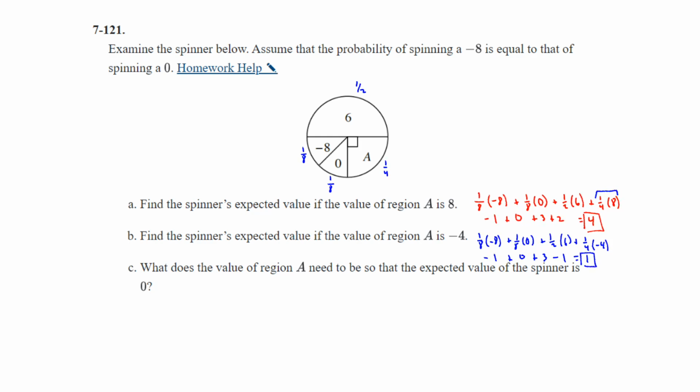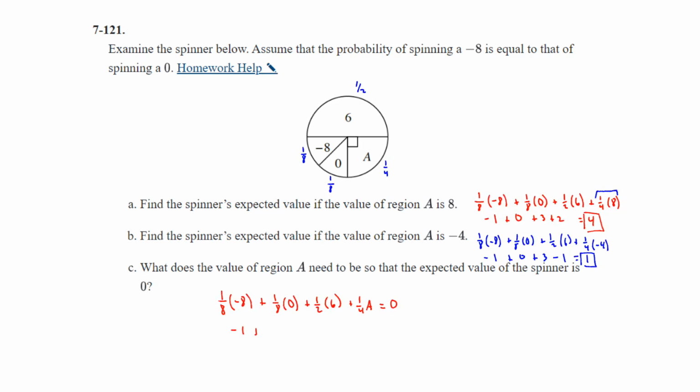Part C, what does the value of region A need to be so that the expected value of the spinner is 0? Alright, so let's kind of set that up just like we have been. We have 1/8 times -8, so that's not going to change. We have 1/8 times 0 plus 1/2 times 6, so those all three we know, plus 1/4 times A, which we don't know what A is, but we want the expected value to be 0. So we'll set it equal to 0.